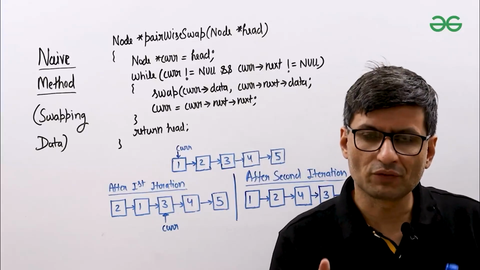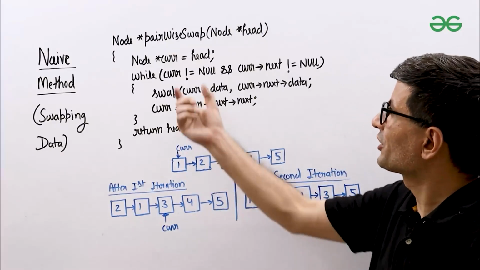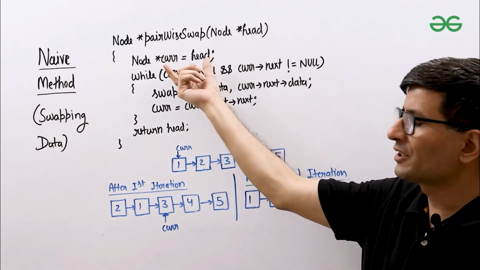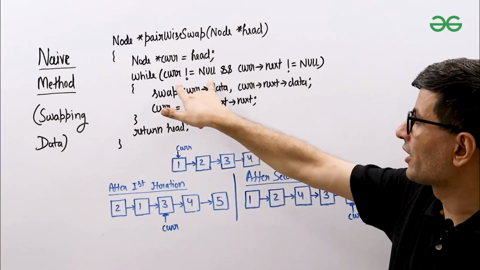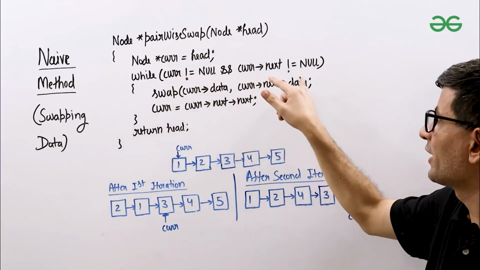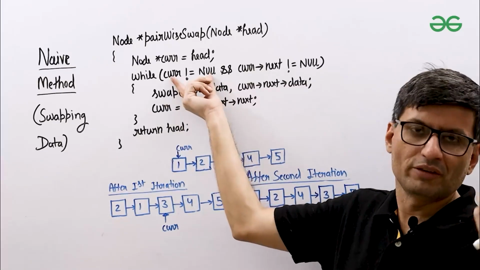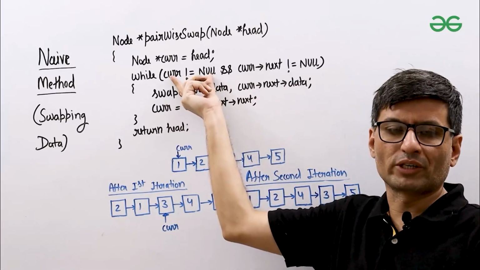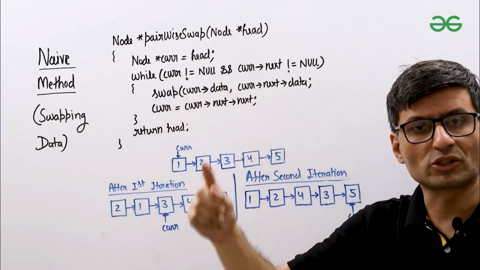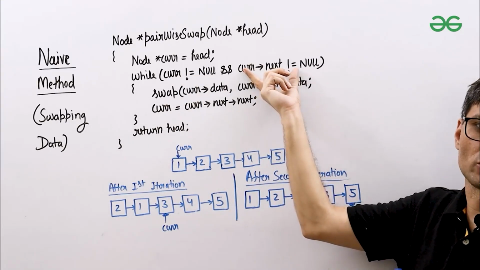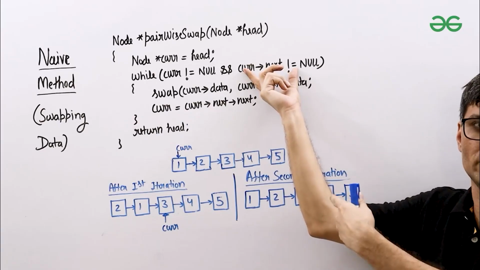Here is implementation of the naive method. We have a function pairwise swap that takes head of the linked list as argument. It begins with current equal to head and it runs while current is not equal to null and current arrow next is not equal to null. We will come out of this loop because of this condition being false in case of even nodes. And in case of odd nodes, you will come out of the loop because of this condition.